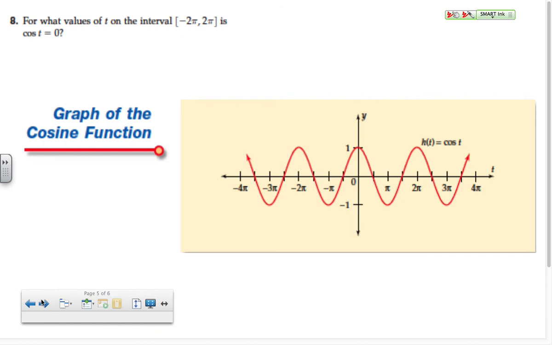It says, for what values of t in the interval negative 2 pi to 2 pi is cosine of t 0? Okay, so that means that the y value is 0, because cosine of t is the same thing as, put y equals the cosine of t. So where is it 0? Okay, it's 0 here. It's 0 here. It's 0 here. Everywhere that it crosses the axis.